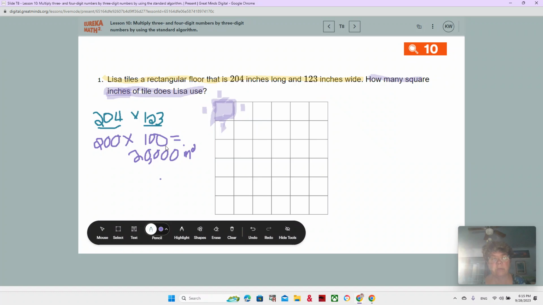Yep, I'm just double checking. 1, 2, 3, 4. 1, 2, 3, 4. 20,000 square inches of tile. All right, so let's do the math. You can do the area model or the standard algorithm, whichever one you want. Go ahead and do that in your book. If you don't have space, remember, you have a blank page here. There's no excuses, right? Do the math and let's talk about it in a minute. Okay, so you can pause me and do the math for that.